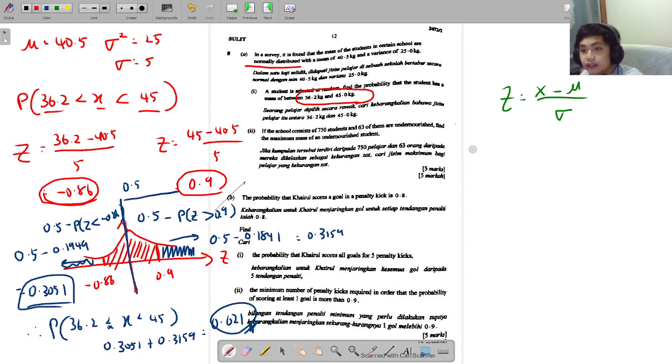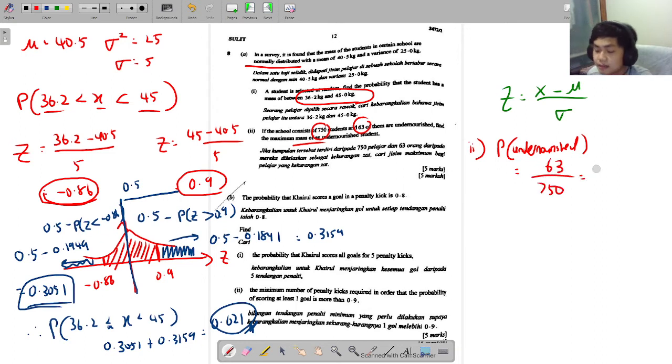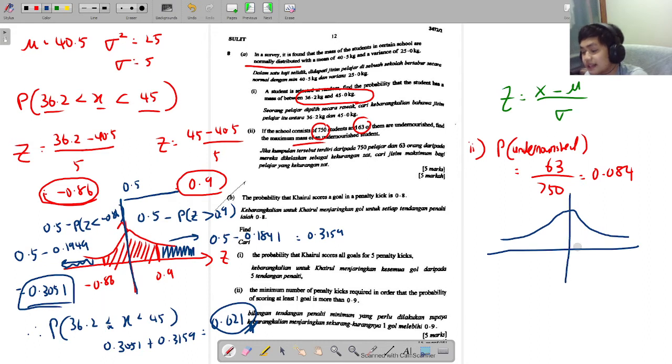So part 2: if the school consists of 750 students and 63 of them are undernourished, find the maximum mass of an undernourished student. The probability of an undernourished student, in this case, I can use simple probability to get a rough value, and that is 63 over 750. This gives me a simple probability of what an undernourished student will be like. So I get 0.084. Now, you can actually sketch the normal distribution curve from here already, because undernourished means you are less than the mean.